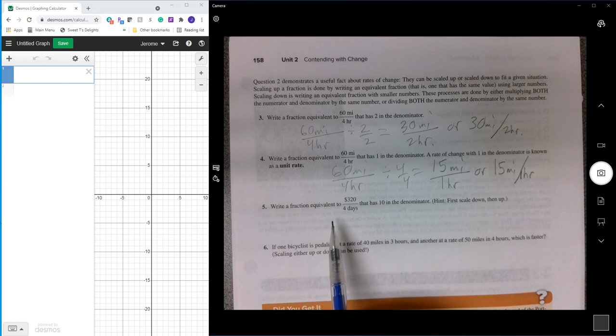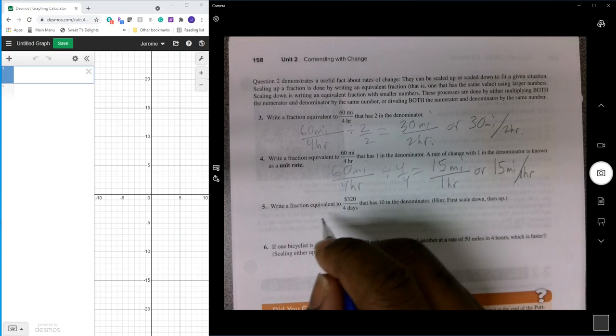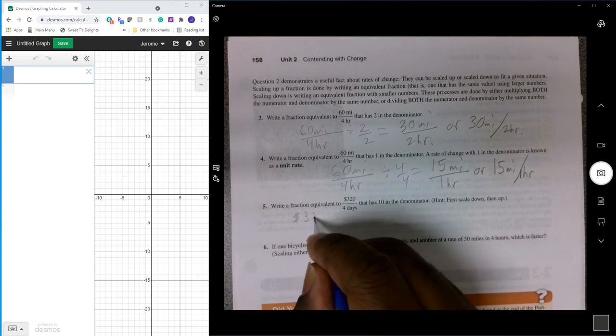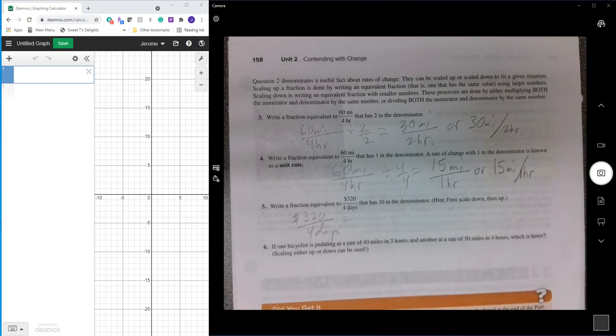It says write a fraction equivalent to $320 over 4 days that has 10 in the denominator. It says first scale down, then up. So we'll take the $320 and divide it by 4 days. Now we can use our Desmos calculator.